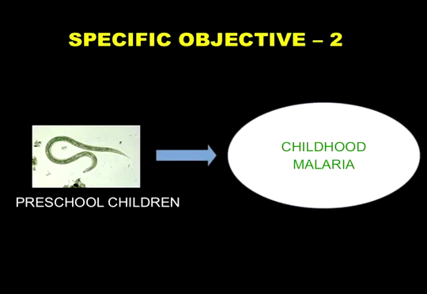This takes us to the second objective. The second objective was to look at child helminth infections, the infections they acquired from age 0 to 5, on child malaria.